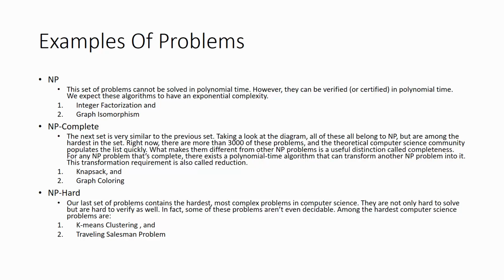Then the last category is NP hard. These are the most complex problems in computer science. They are not only hard to solve, but very hard to verify as well. If somebody gives you a solution, you cannot verify very easily whether that is in fact the solution. Some of these problems aren't even decidable. They include k-means clustering and the traveling salesman problem.